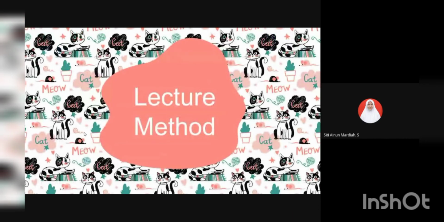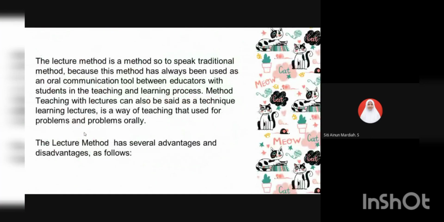And the last method is the lecture method, or in Indonesian, metode ceramah. The lecture method is, so to speak, a traditional method, because this method has always been used as an oral communication tool between educator and students in the teaching and learning process. The lecture method is a way of teaching used to explain problems orally. The lecture method has several advantages and disadvantages as follows.